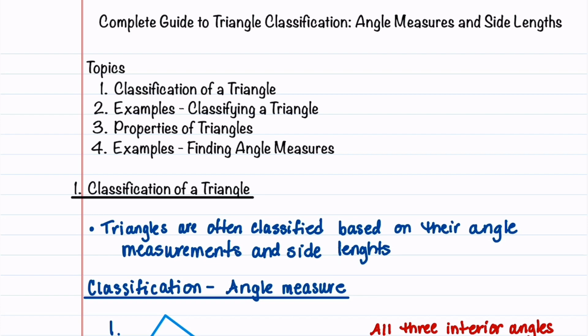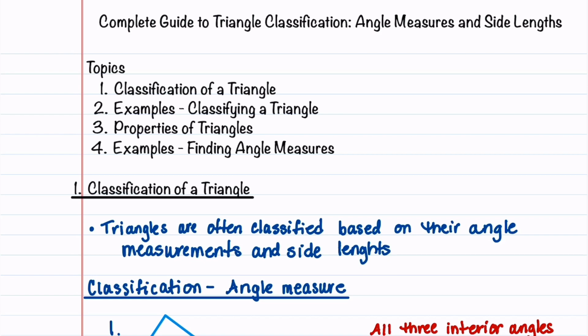In this video, I'm going to go over how to classify a triangle based on its angle measures and side lengths, and complete some example problems on classifying a triangle. I'll then review 3 important properties of triangles and complete some example problems on finding the unknown angle in a triangle. We'll begin by looking at how a triangle can be described or classified.